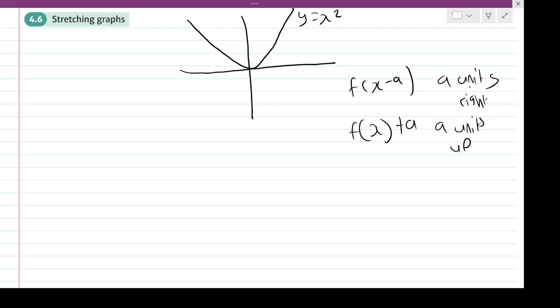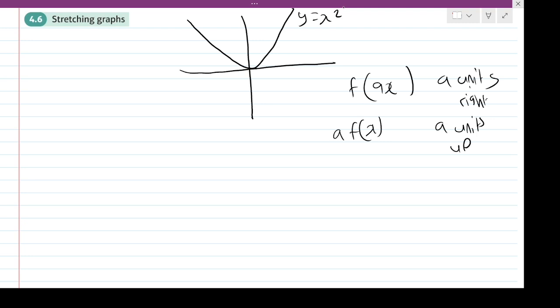Now, what if instead of adding and subtracting numbers, what if instead I alter my function by multiplying or dividing? What if I have instead a f of x, so the a is outside the function, or I have a x inside the function. So what if I'm multiplying a number to x or y, inside the function or outside the function, instead of adding or subtracting numbers? What is that going to look like?